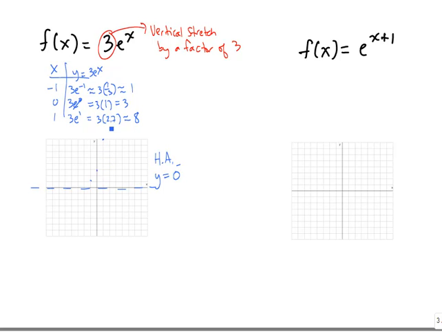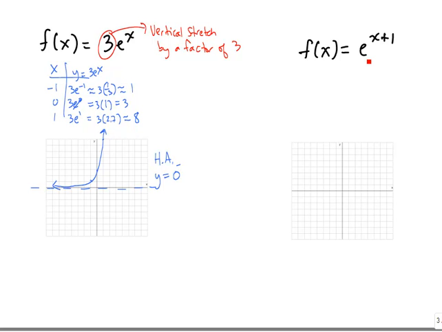So you can see that these dots are getting steeper much faster. It's still exponential growth, but it's just growing quickly. And on the left side here, we're going to skim that horizontal asymptote. So there's my graph.